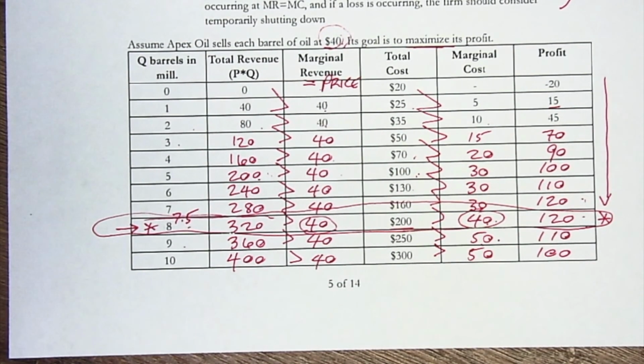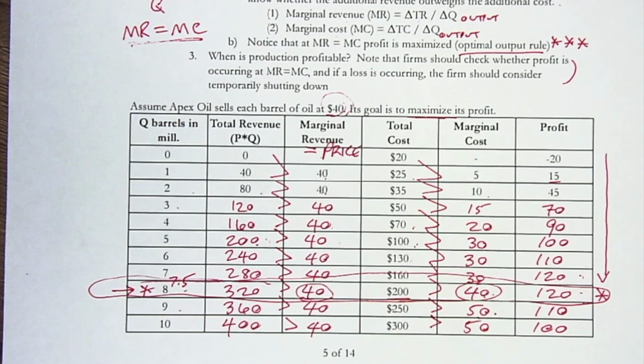So hopefully this helps you understand a little bit about how we maximize profit. We maximize it when we produce the quantity where MR equals MC.